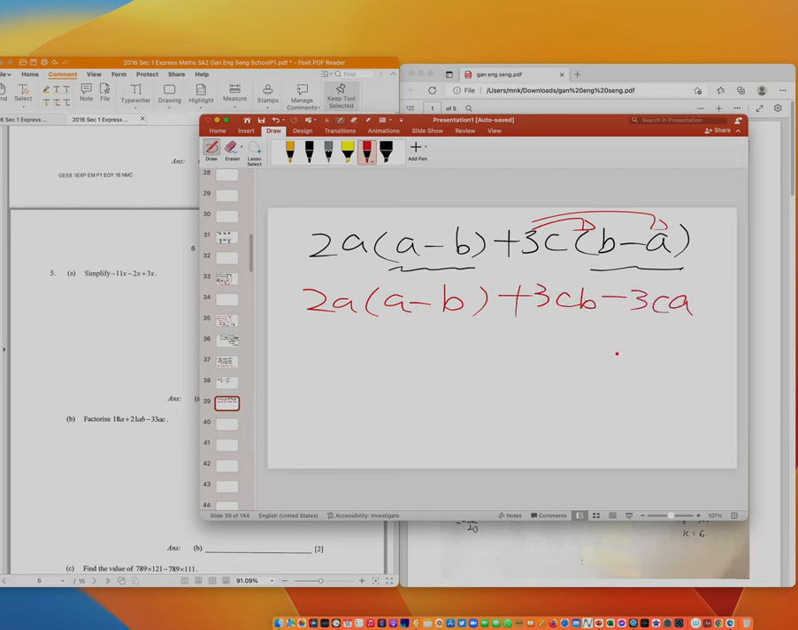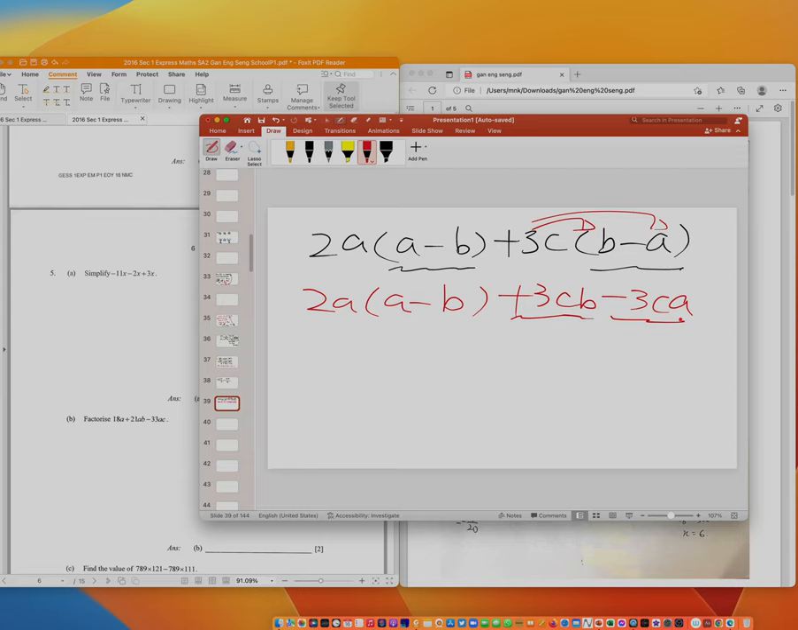Because once you open it, then you can rearrange. So you want A minus B, therefore you want to bring the A in front. When you bring the A in front, you bring the B to the back. This is called rearrangement. Rearrangement means just rearranging the order.